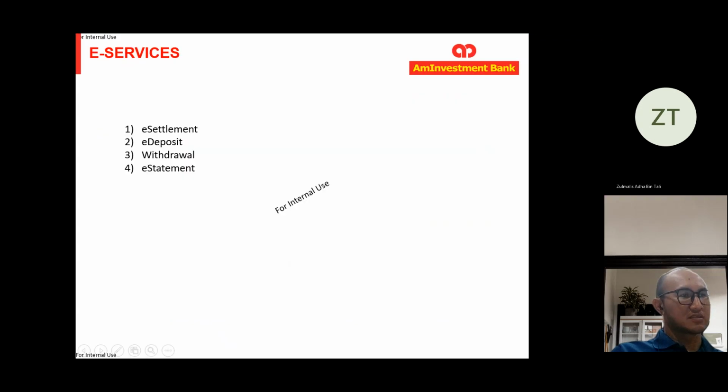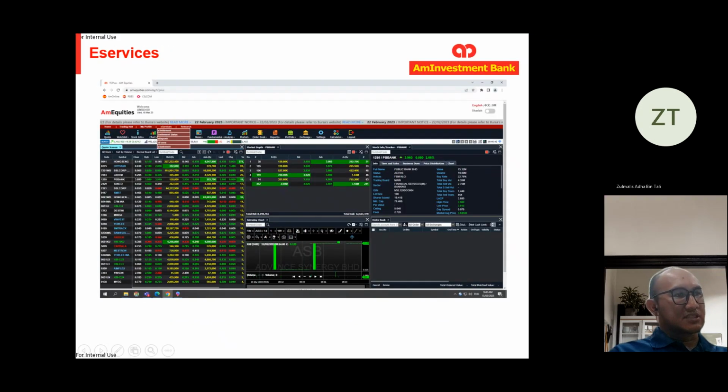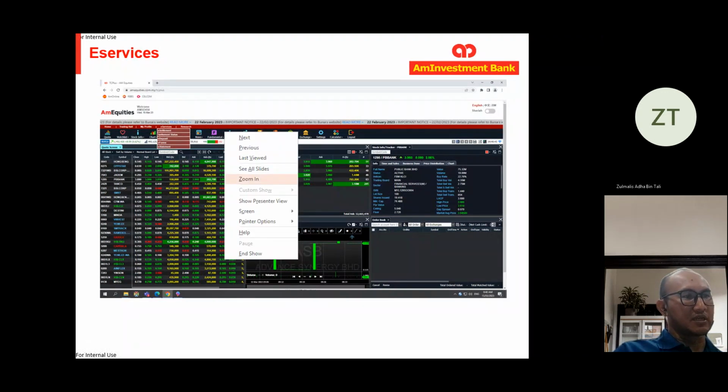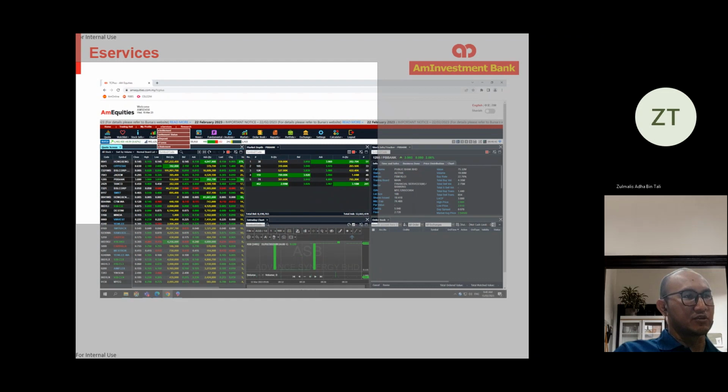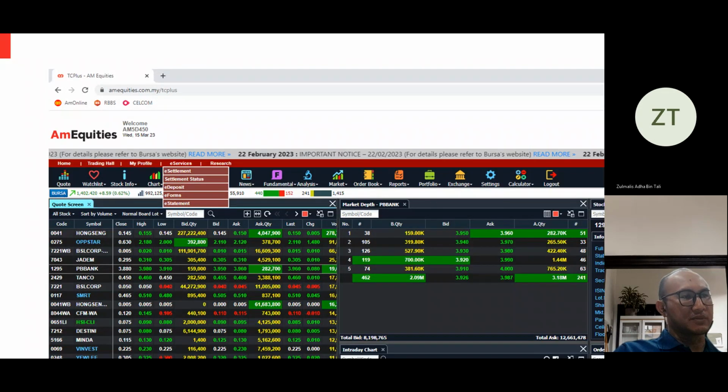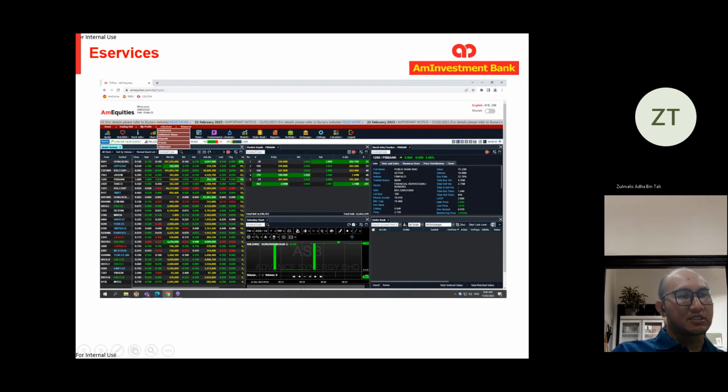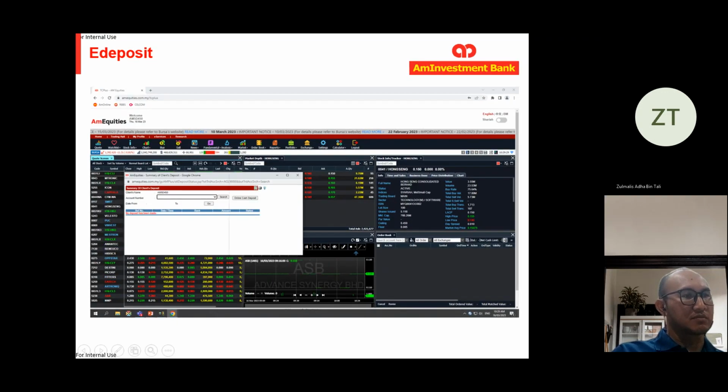E-services, yes, we do have it under the website. Once the website is available, you can check here, under the main menu. Under e-services, we have e-settlement, e-settlement status, e-deposit, and e-forms. For e-settlement, let's go to e-settlement first.